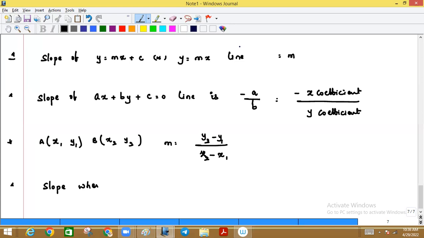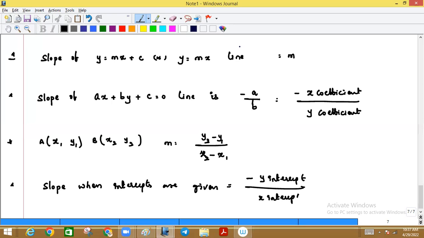Slope when intercepts are given. When intercepts of a line are given, then slope is negative y-intercept by x-intercept.